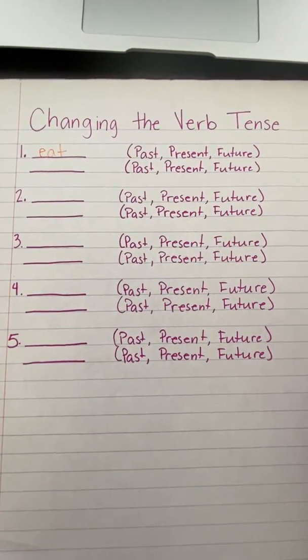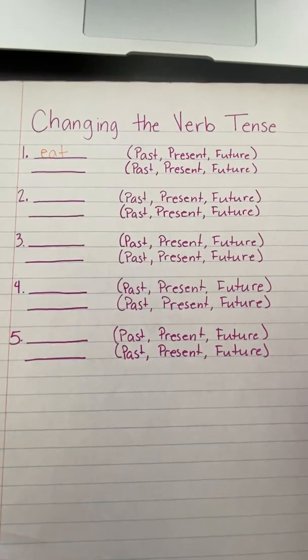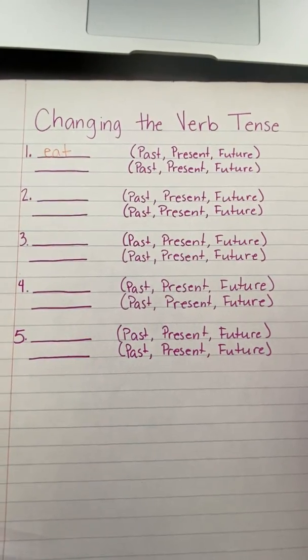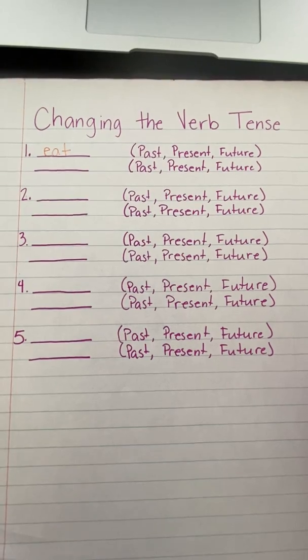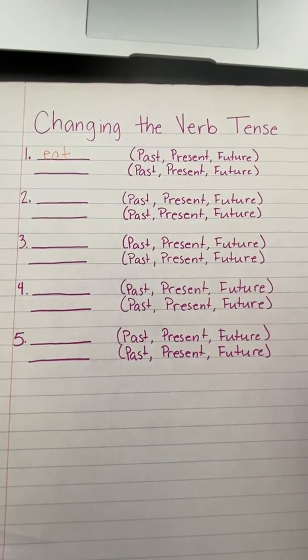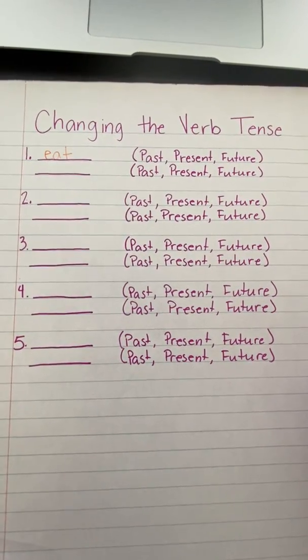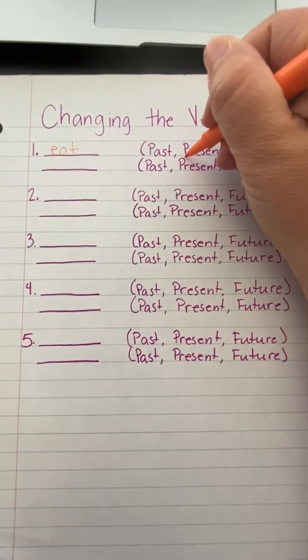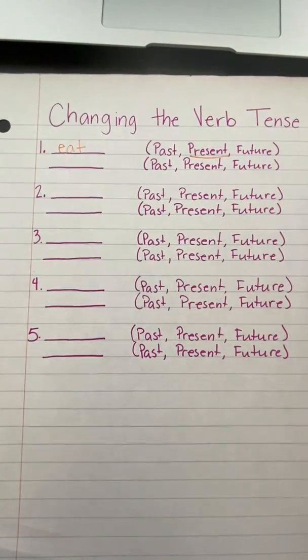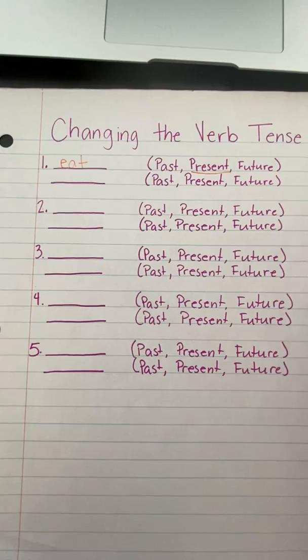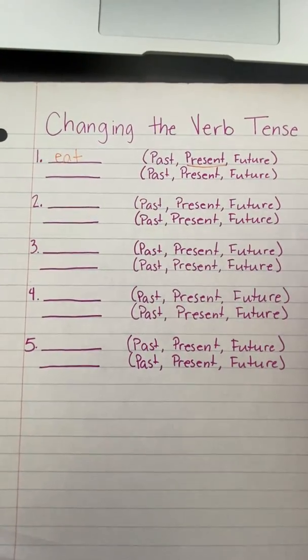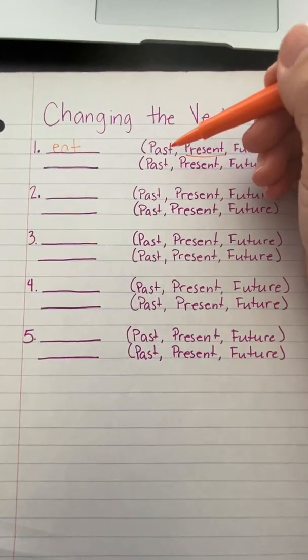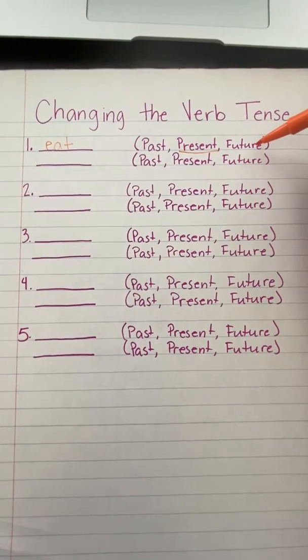So the verb eat is past, present, or future. What do you think? If I say I am going to eat a sandwich, I am in the present. So I'm going to underline present. Now I want to change the verb tense. So I have two options. I could change it to past or I could change it to future.